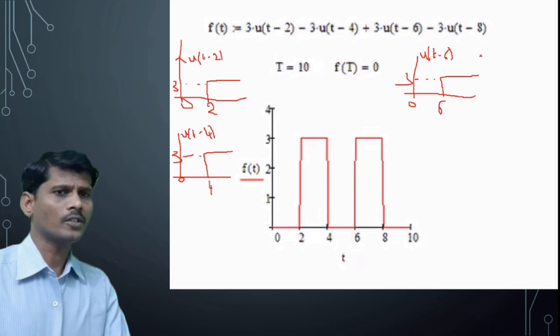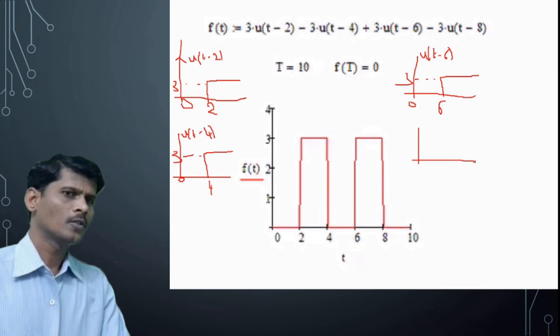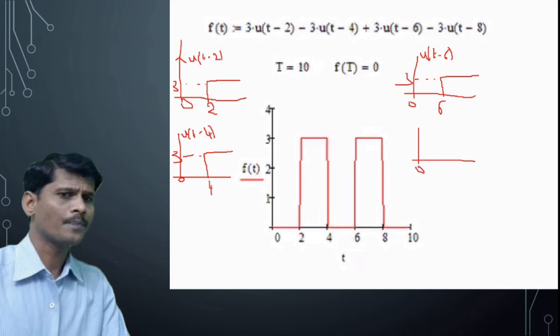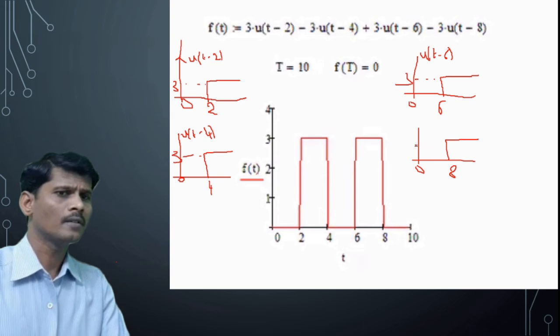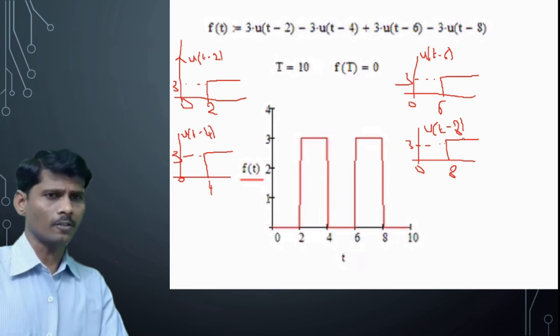Next, draw the graphical representation of 3u(t-8). Using the definition of the unit step signal, u(t-8) is equal to 1 for t greater than or equal to 8. The magnitude value is 3, so for t greater than or equal to 8, the magnitude is 3 into 1, which is 3. So this is the graphical representation of 3u(t-8).